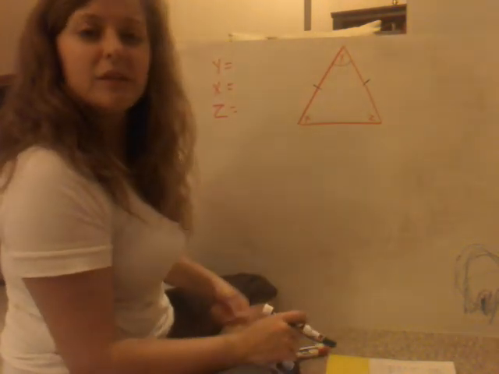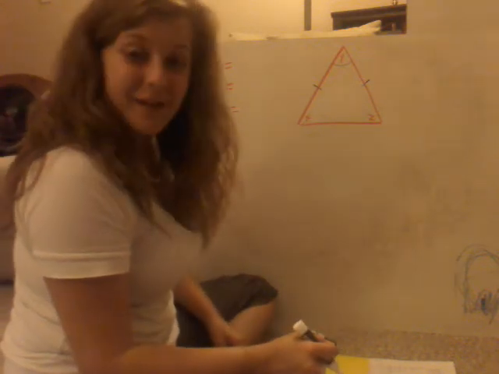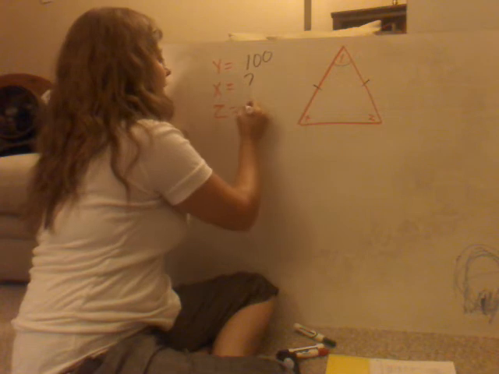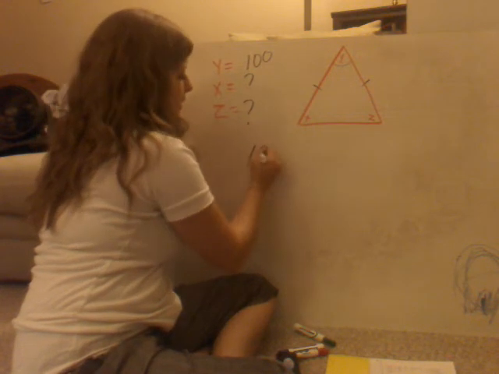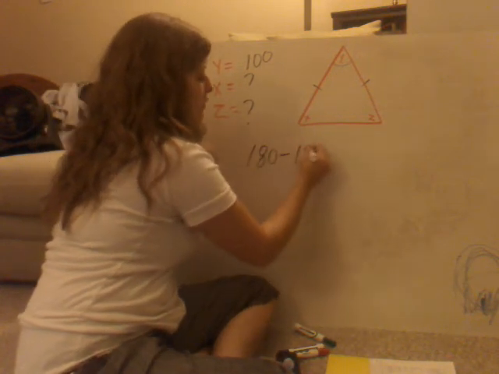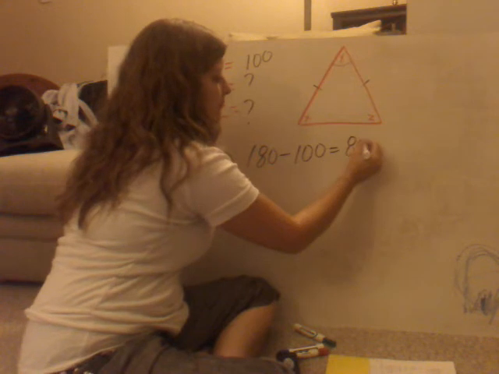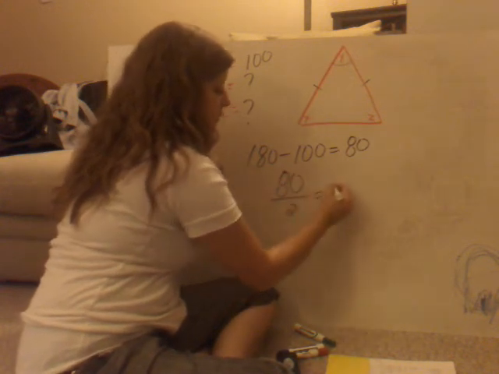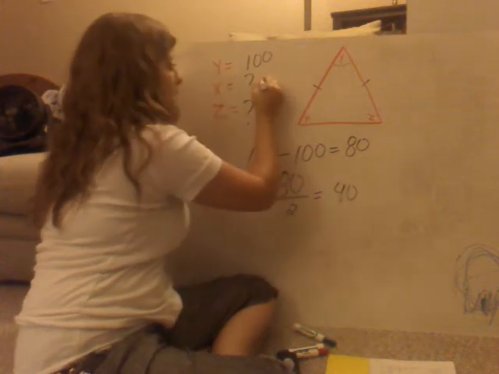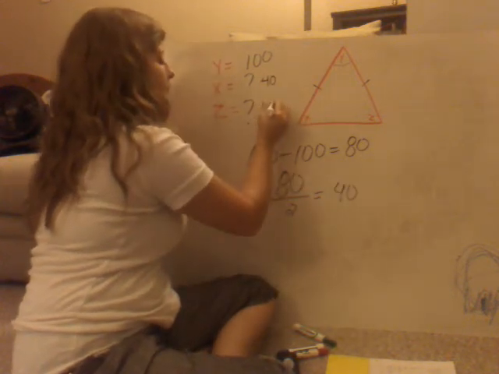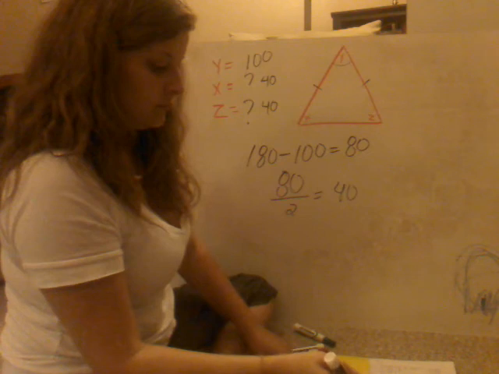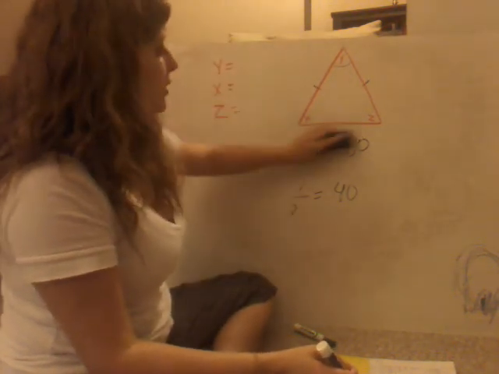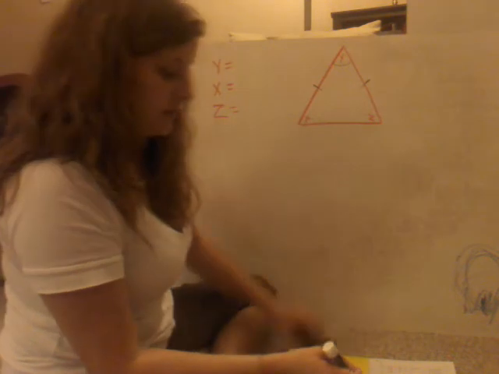You guys can do this. I believe in you. Alright, number 18, y is 100. I want you to find x and find z. So I take my 180 minus 100 is equal to 80. 80 divided by 2 for the two angles is 40. Both angles are 40 degrees. Not too hard. Not too hard at all. We are all fully capable of doing this.